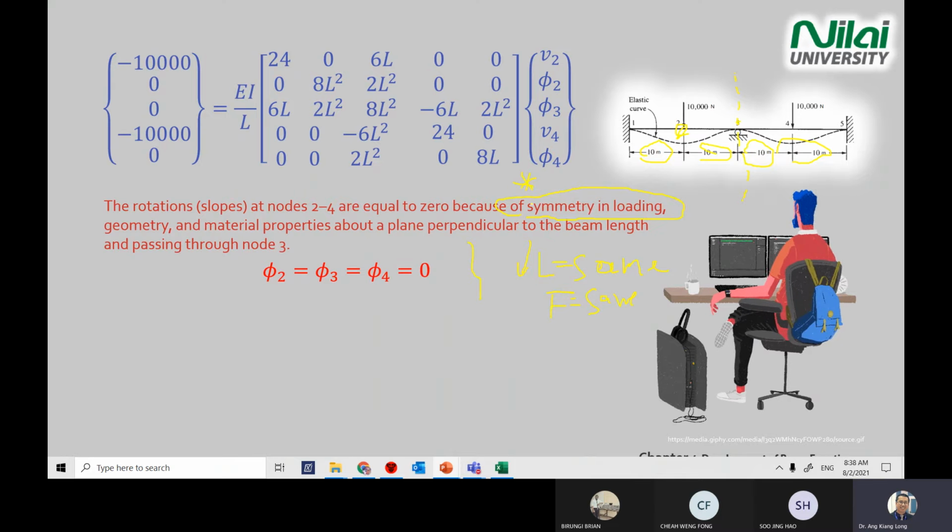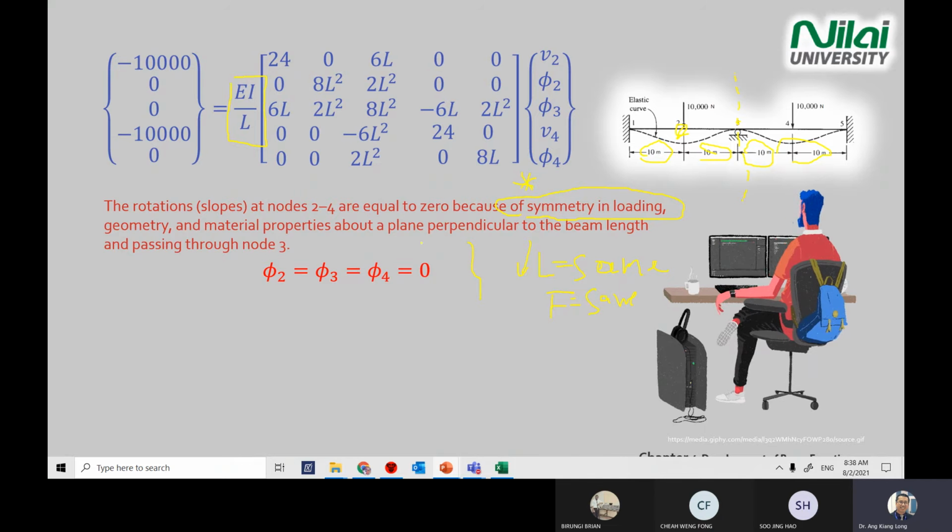Doesn't the material affect it? Yeah, but the material is the same. The material usually will be the same because it's the same beam. For a beam, usually it will be the same. So normally this component will be the same, for your info. You only need to solve 5 equations here.